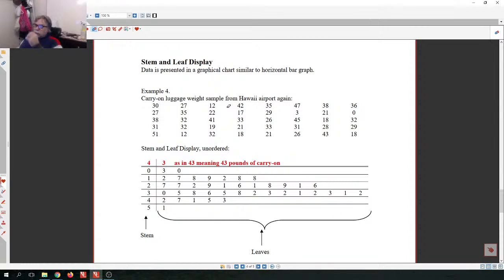Okay, I want to talk a little more about the stem and leaf display because I said during the histogram lecture that the stem and leaf display is going to be a way to sort the data. Which means you can use this if you don't have a computer. If you don't have a computer to sort it for you, like Microsoft Excel can sort the data, then you have to do it yourself.